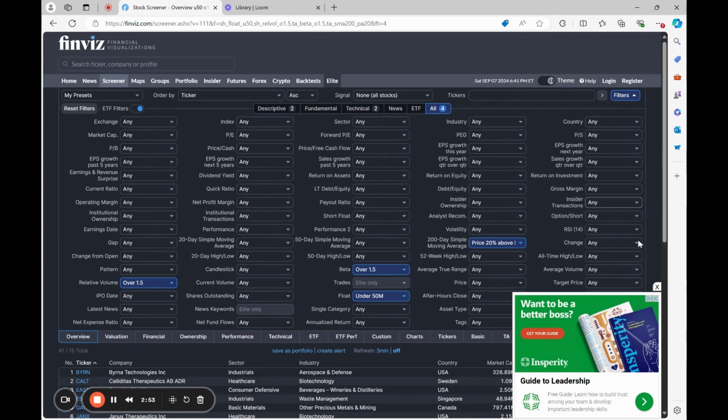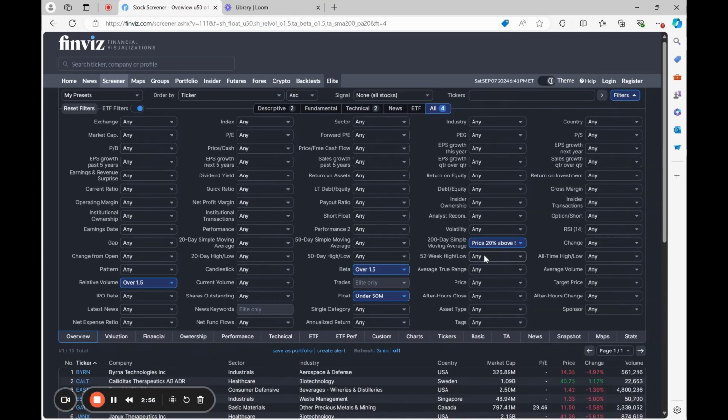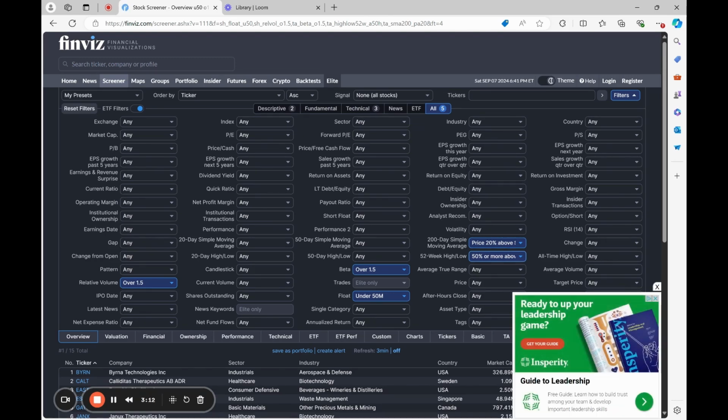Next, we'll also be going over 52-week high or low. For this, if you're going for long positions, you're going to want to choose 50% or above the most recent low. That shows us that the stock has been in a strong uptrend over the past year because it's gone up 50% from the year's low. And if you're doing a short position, you're going to want to do the opposite of that and choose stocks with 50% or more below the recent high, because that tells us that the stock is in a strong downtrend over the past year because it's gone down 50% from the year's high.